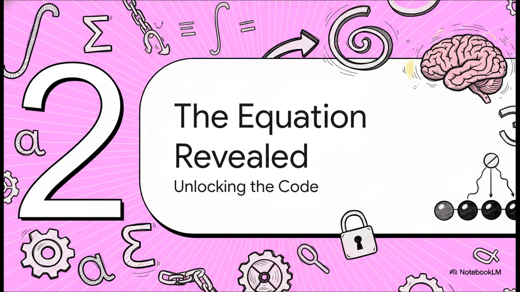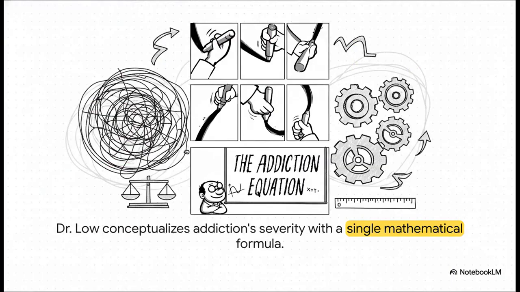All right, so let's unlock this thing. Let's dive in and see the core of his idea. What exactly is this equation? He calls it, simply enough, the addiction equation. And here's a really important thing to get right away. This isn't about diagnosing whether someone has an addiction or not. It's about measuring its intensity, its severity.